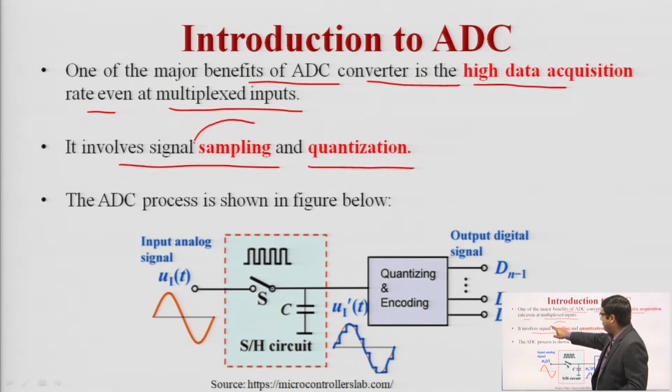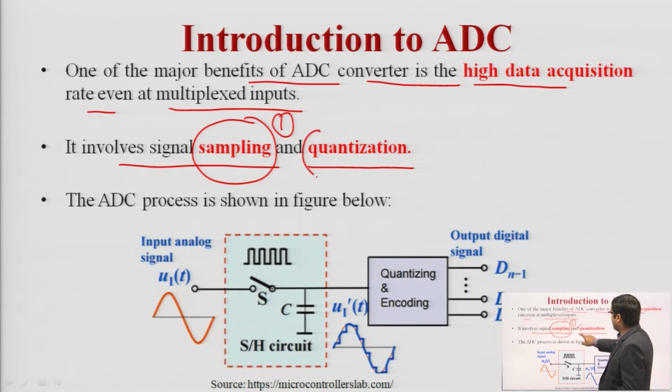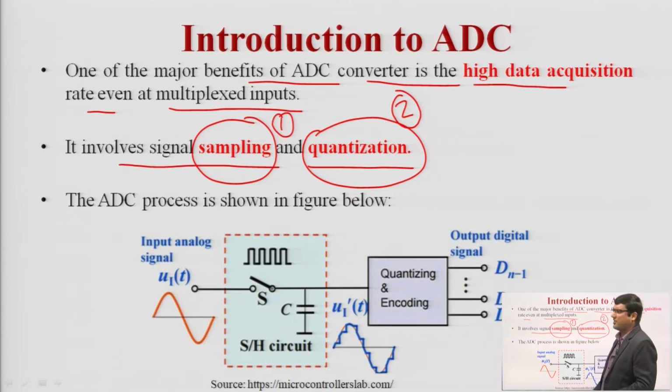There are two main concepts in ADC. First one is the sampling and second one is the quantization. I will not go into much detail of sampling and quantization. We will only discuss its definition, what is sampling and what is quantization. Basically sampling means that we are sampling the analog signal, because an A to D converter converts the analog signal into a digital. So let us consider the analog signal.